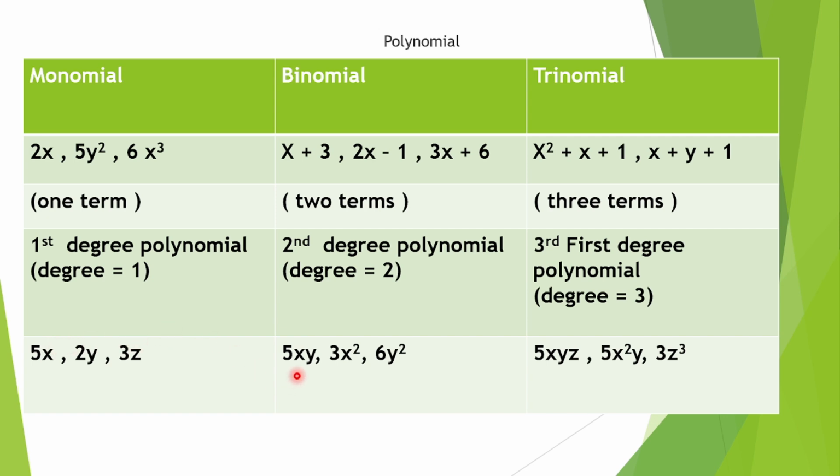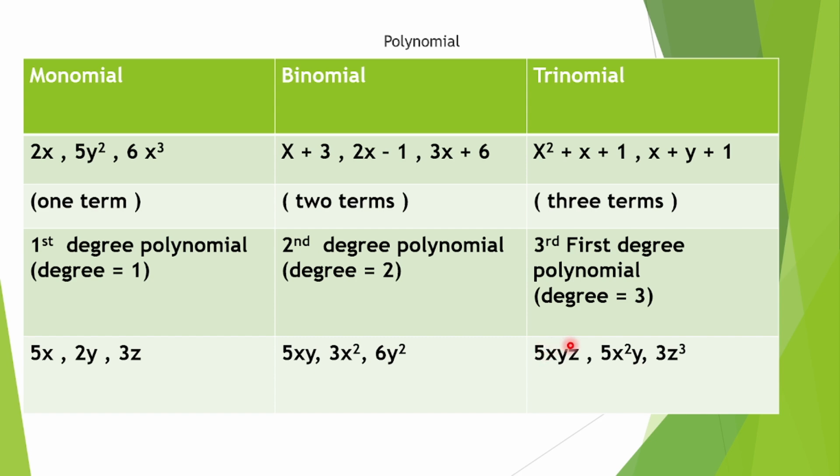Similarly, 5xy, 3x square and 6y square. In 5xy the power is equal to 2. The power of x is 1 and the power of y is 1, so 1 plus 1 equals 2. So overall this is a 2 degree polynomial, and this is also a 2 degree polynomial, and this is also a 2 degree polynomial. While 5xyz is a 3 degree polynomial because the sum of the powers of the variables is equal to 3.